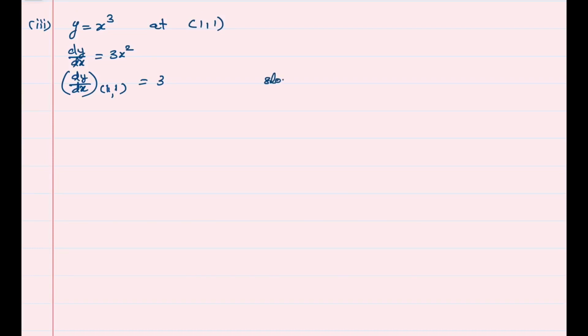Third subdivision, the curve is y equal to x cube at (1, 1). We will find dy by dx, which is 3x square, and we can find slope of the tangent at the given point of contact, (1, 1), which is 3. This is slope of the tangent. Slope of the normal will be, change the sign and write the reciprocal, because m1 into m2 is minus 1. We will write the equation of the tangent.